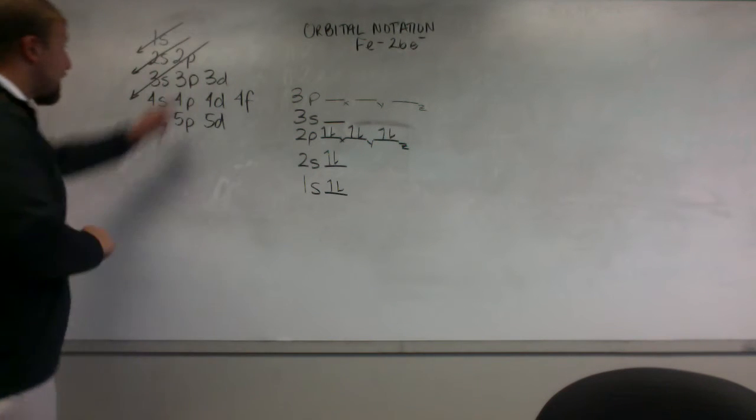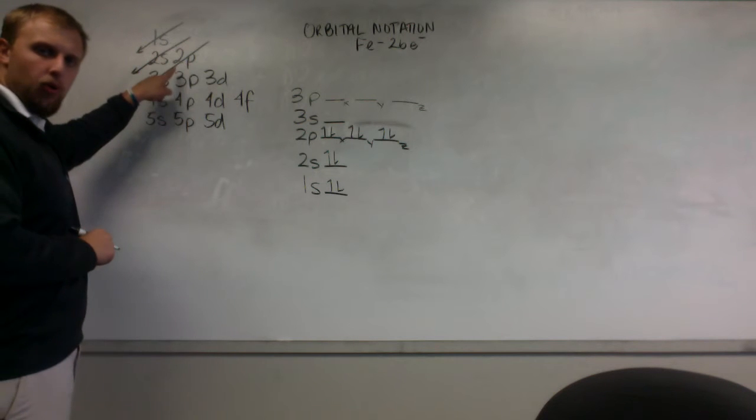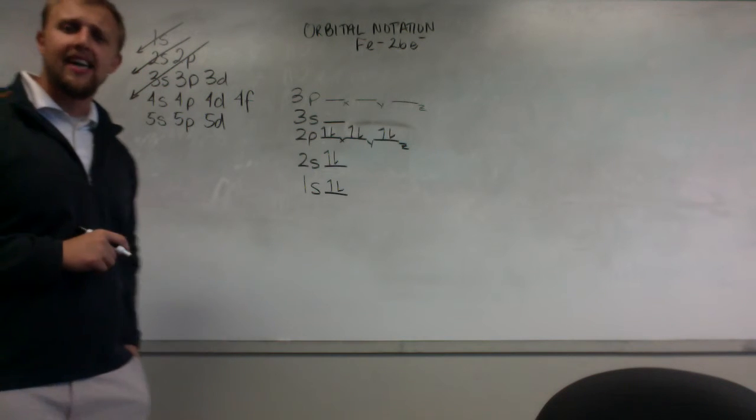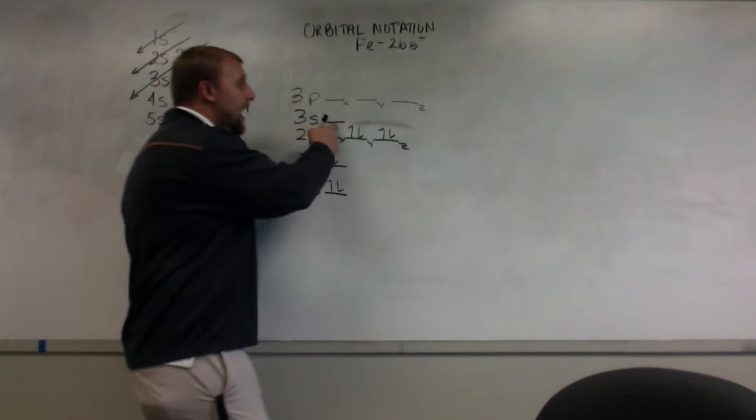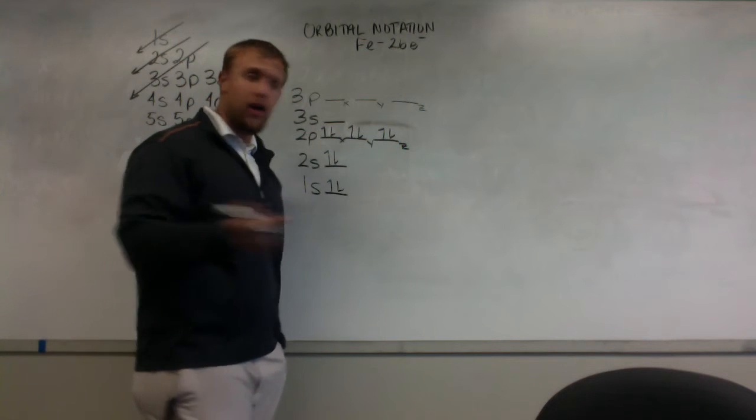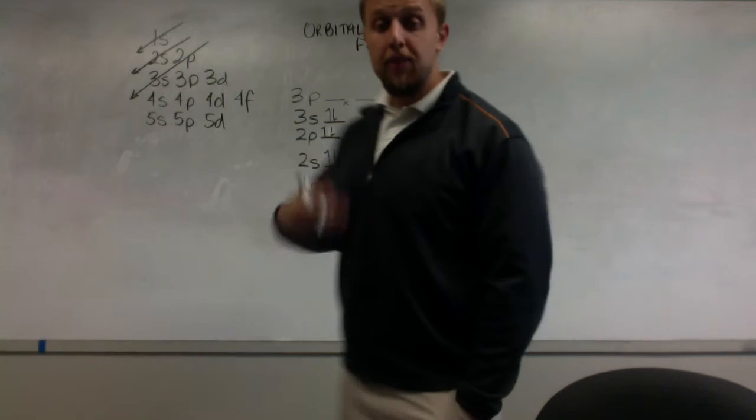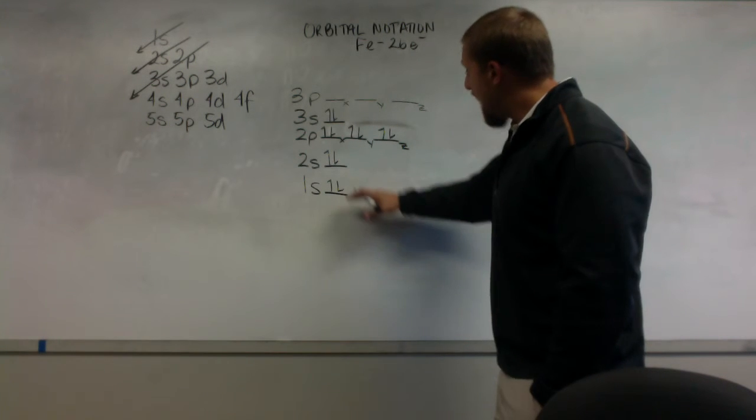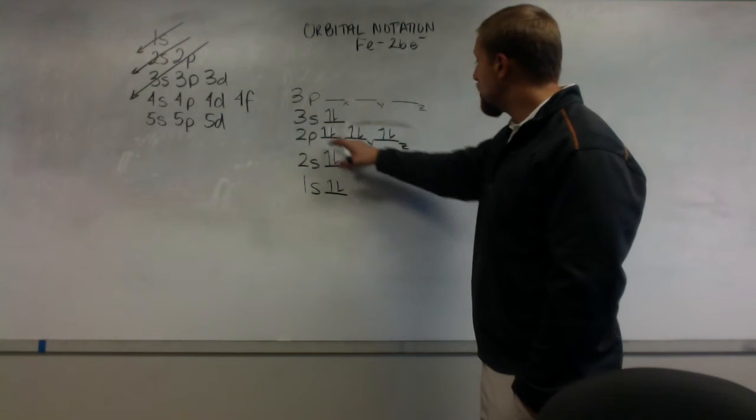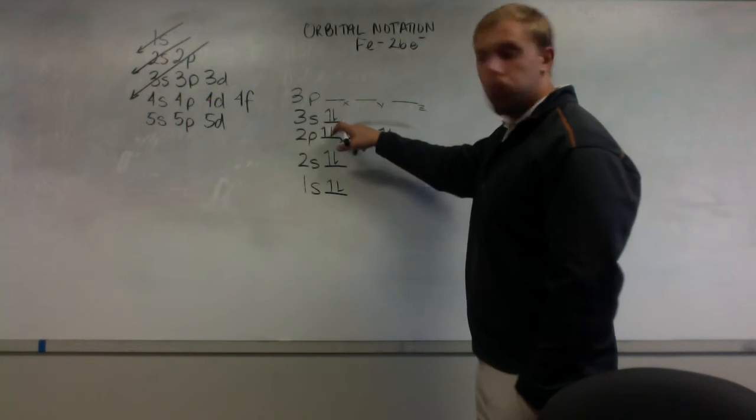So now, looking at our diagram, we're going to fill up our 2p orbital, and then we're going to move on to our 3s orbital. Because I only have one orbital, I don't need to worry about Hund's rule. I'm going to fill it with 2 electrons. Now notice that I'm consuming electrons as I go. I've taken up 2 electrons, 4, 6, 8, 10, 12 electrons.